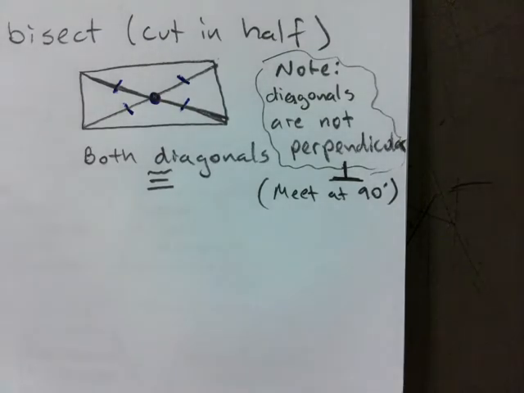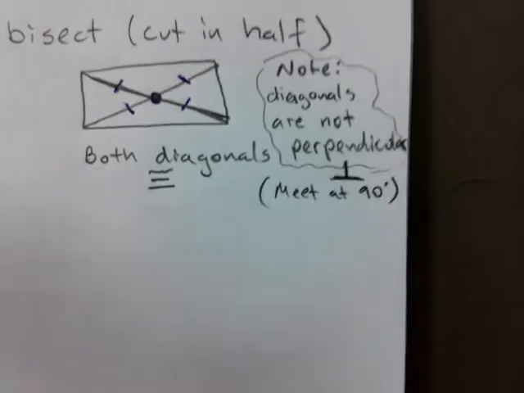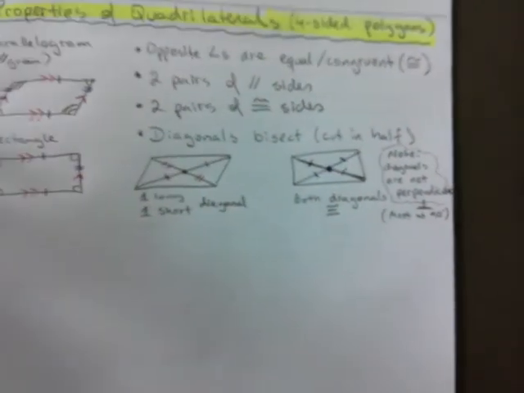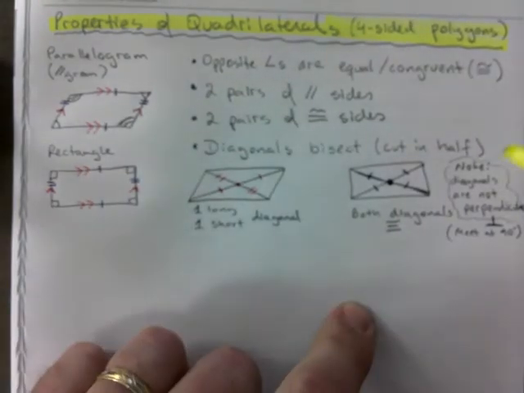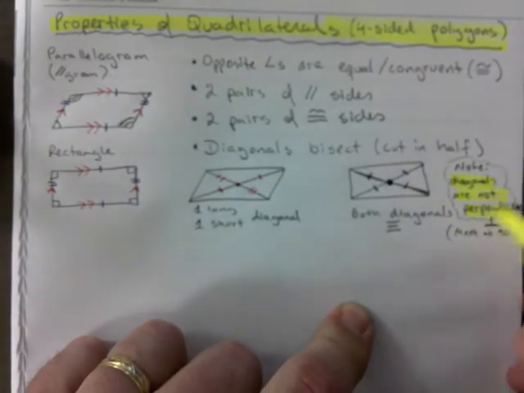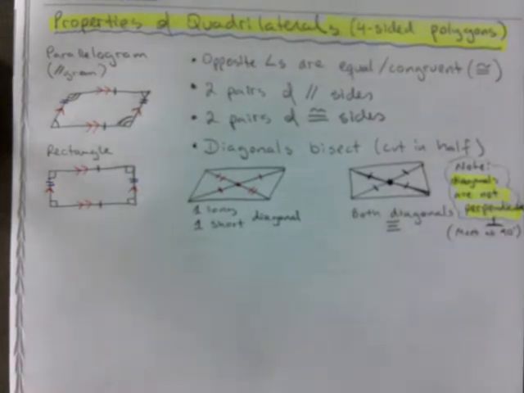Not. Parallelograms and rectangles do not meet at a 90. You cannot have a 90 degree in there. Then it will cease to be a parallelogram or rectangle. So maybe if you have a highlighter, this should probably also stand out.